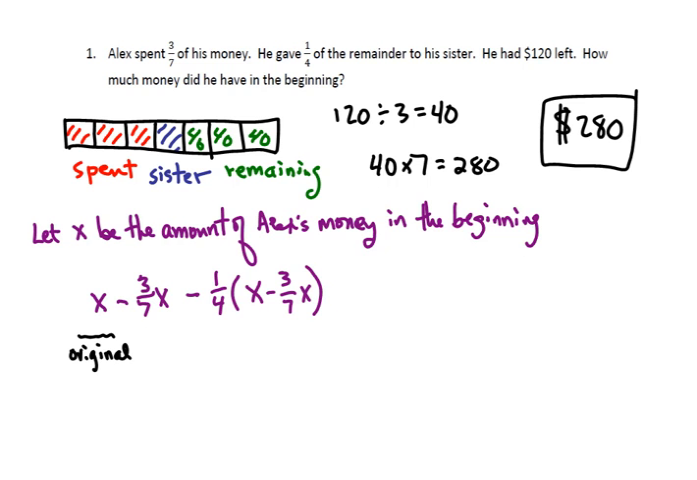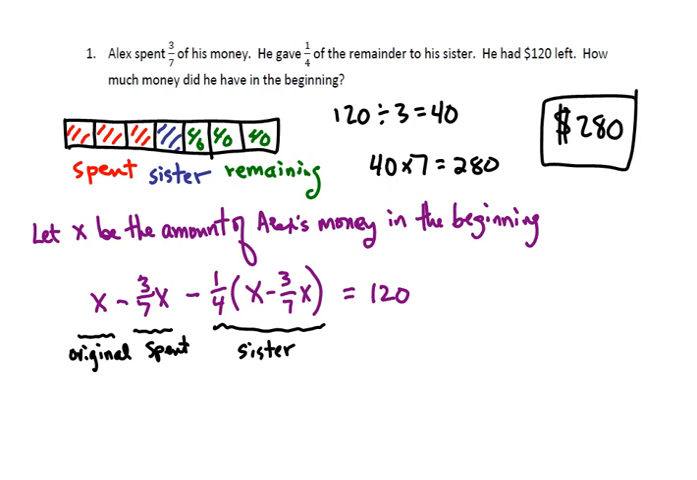And we subtract from that 3/7 x, which is the amount of money he spent. And so the remainder is x minus 3/7 x. We take a quarter of that and give that to his sister. And finally, when we subtract those two amounts, the amount that he spent and the amount that he gave to his sister, we should have $120 left.